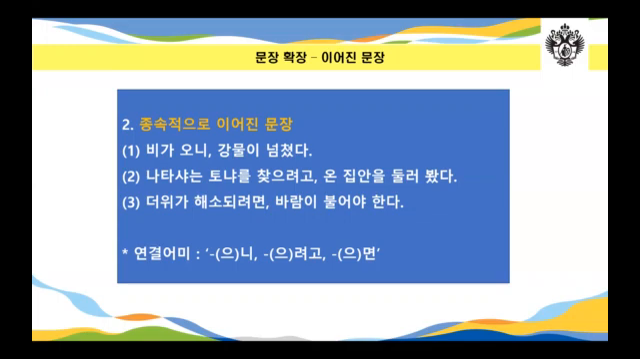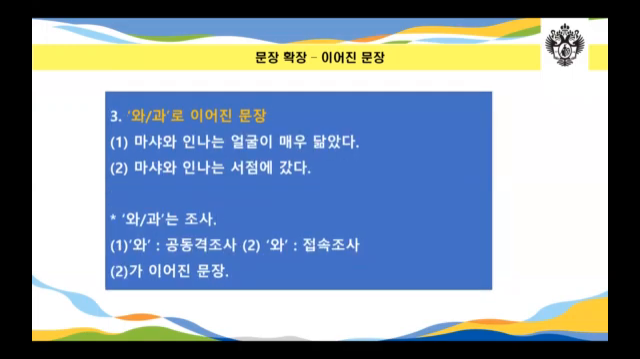Subordinate sentences are not independent of each other, and because they are in a relationship of influence, the position of the preceding and following clauses cannot be changed. For example, it is impossible to change the sentence in number one to the word order of 강물이 넘치니 비가 왔다. It's not possible, right?